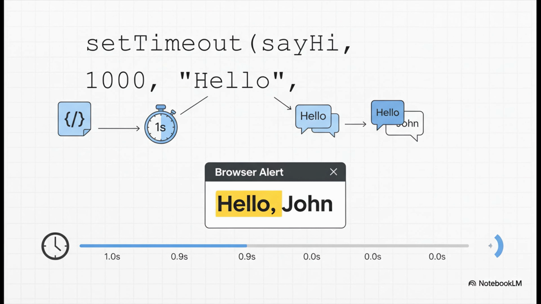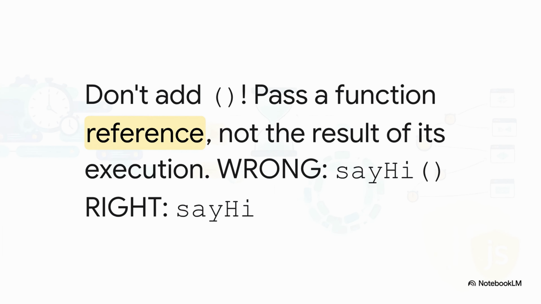Here we're telling setTimeout to call our sayHi function. We're telling it to wait 1,000 milliseconds, so 1 second. And we're also passing along the arguments hello and John. So what happens? After a 1 second pause, an alert pops up that says hello John. Easy as that.